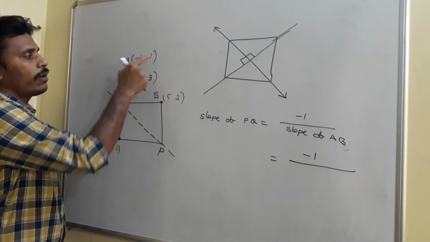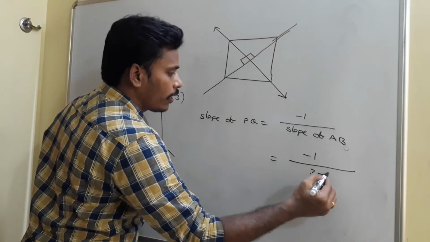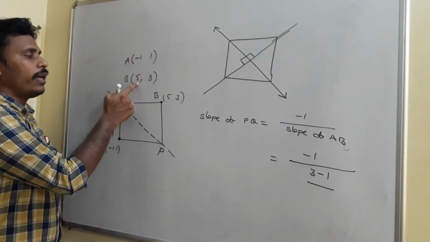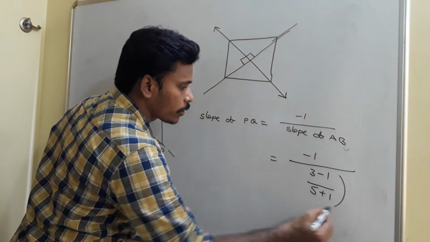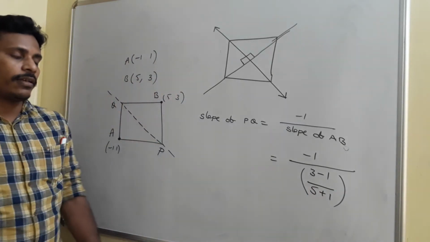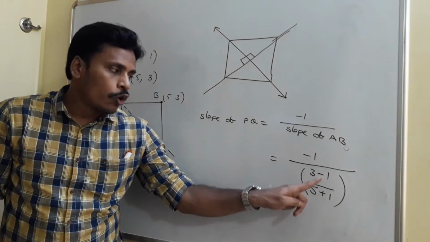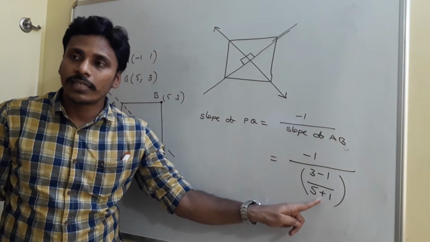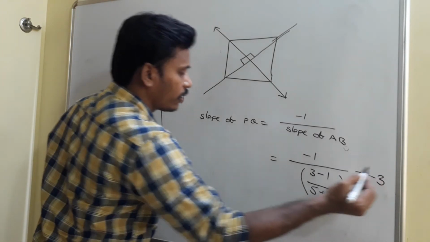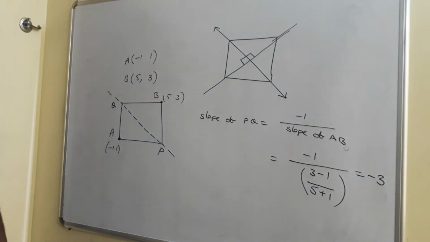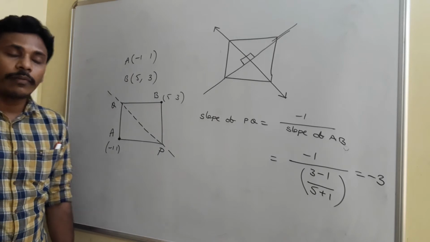The slope is (y2 minus y1) divided by (x2 minus x1), that is (3 minus 1) divided by (5 minus (-1)), which is 6. Now simplify it. 3 minus 1 is 2, 2 by 6 is 1 by 3, and taking the negative reciprocal, your answer is minus 3 here. The slope is minus 3. But what do we need actually?